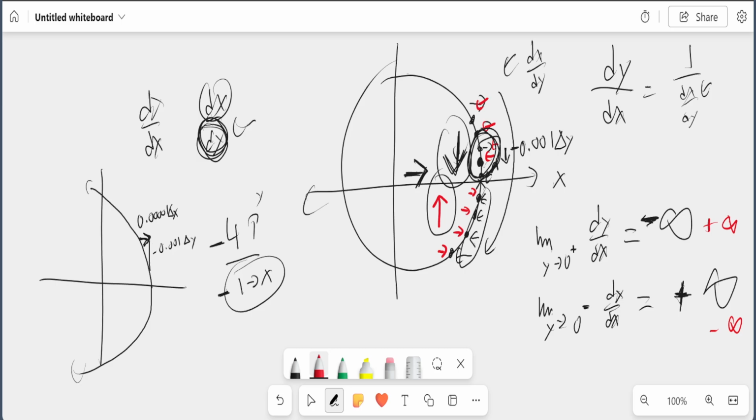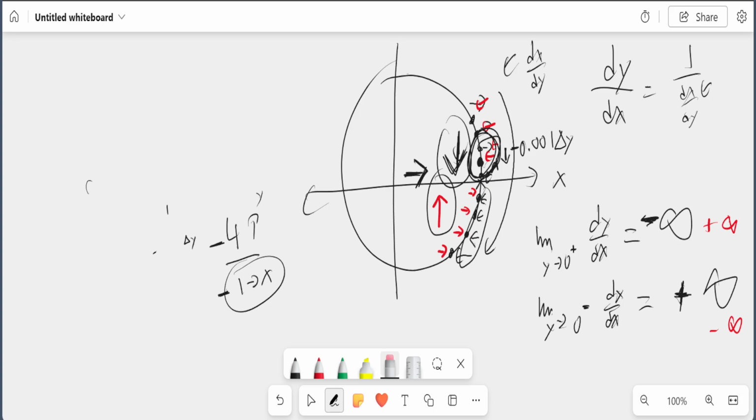So are we all on the same page here? Is that good? That was the best explanation I could give for why vertical lines are undefined. I don't know why I even went down that tangent line, but does that make sense? Yeah, it does. Okay, cool.